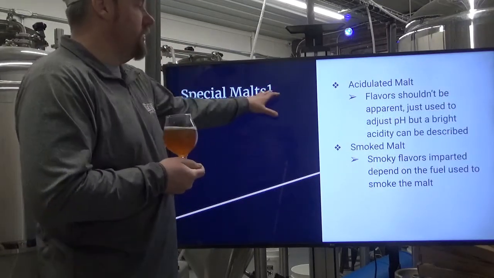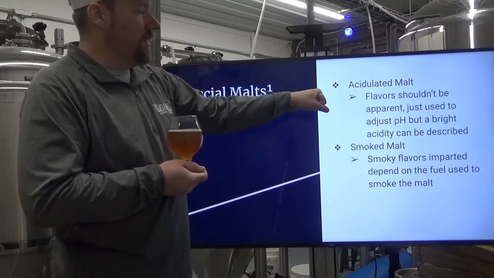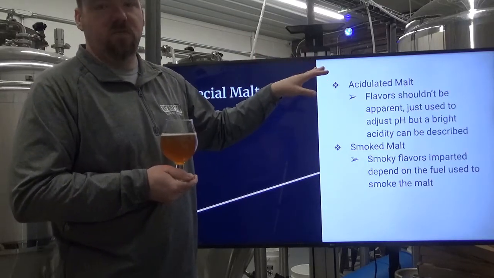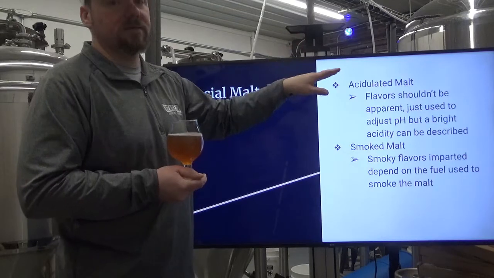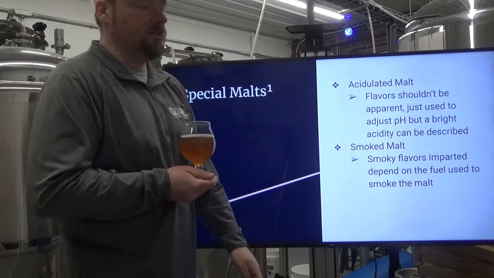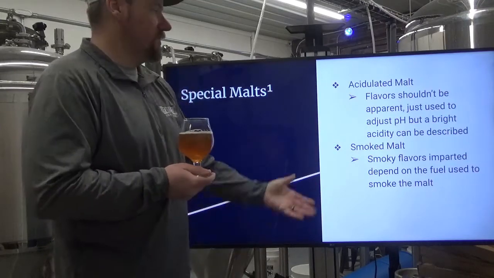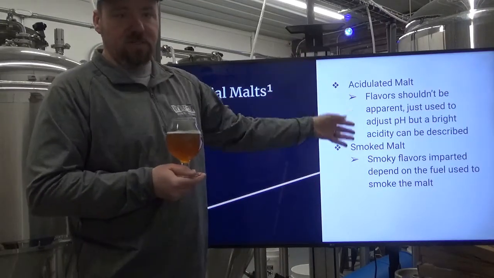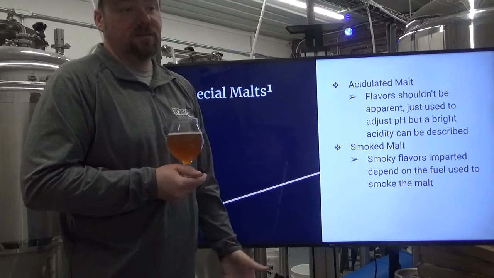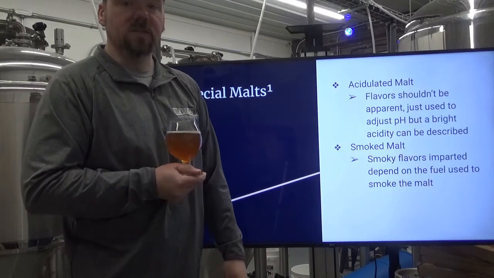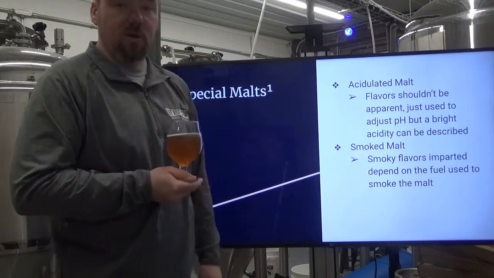We have special malts. So we've got acidulated malt. This is how brewers in Germany adjust pH of their mash while maintaining compliance to the Reinheitsgebot, because they can't add acid. It's just not allowed. So they use acidulated malt, and basically it's malt that's been allowed to sour just from the natural lactobacillus that occurs on the husks of barley in general.